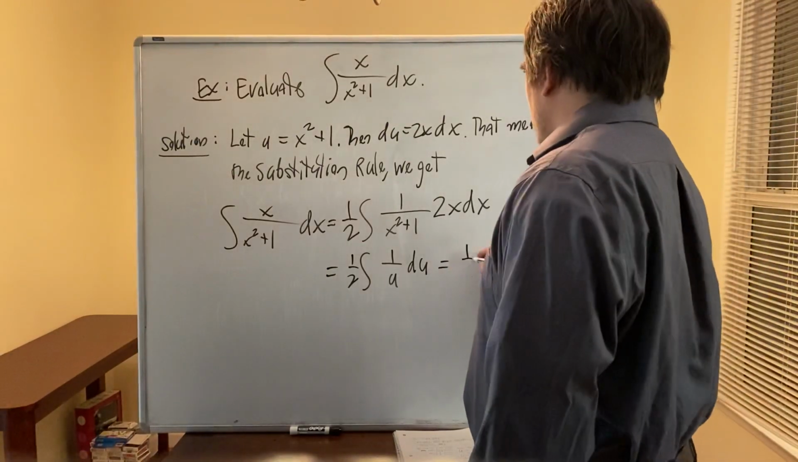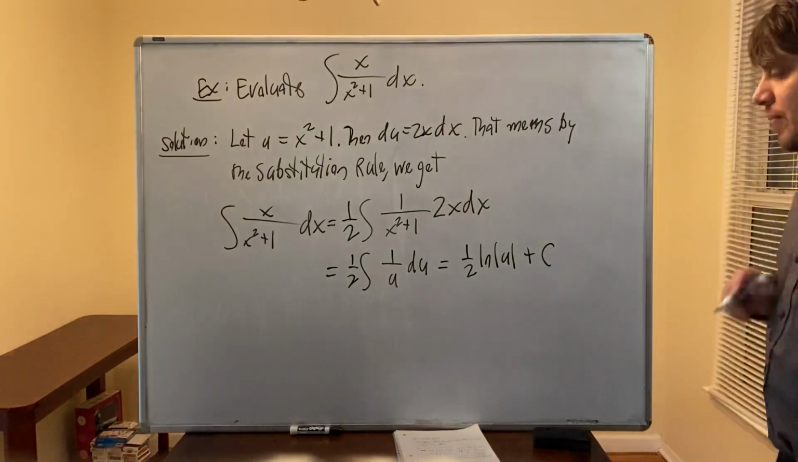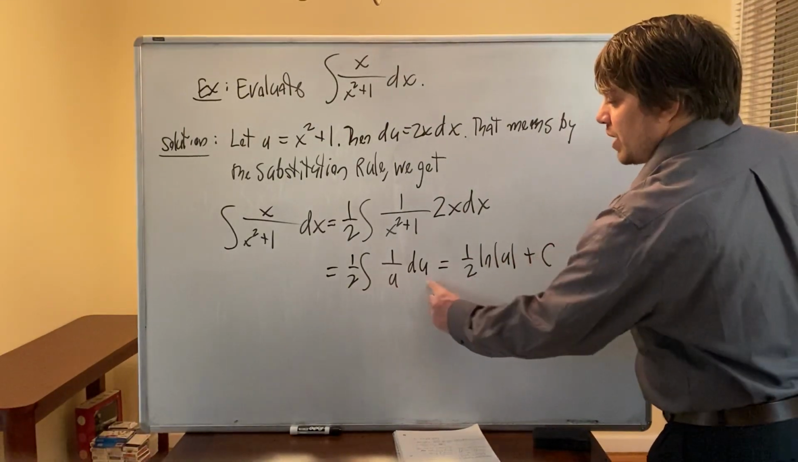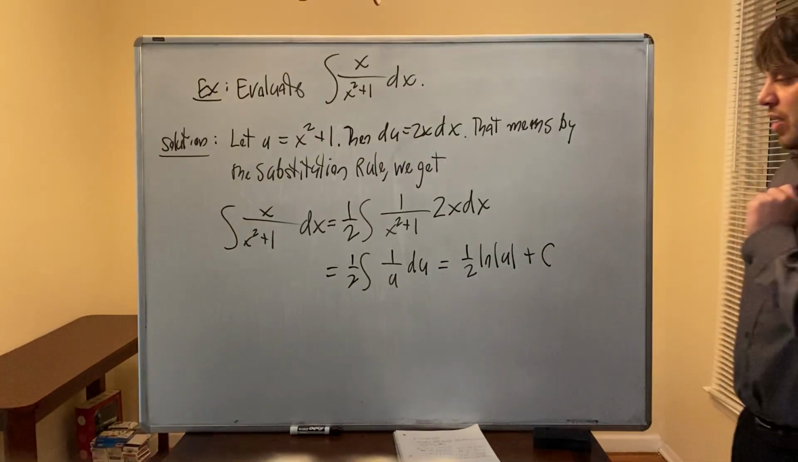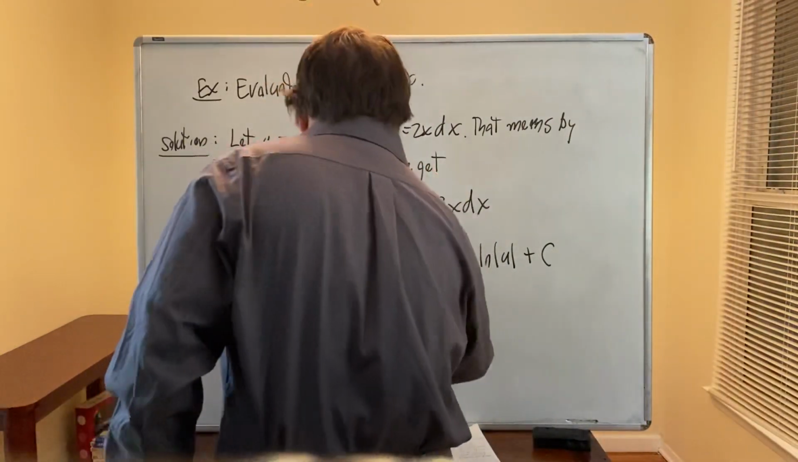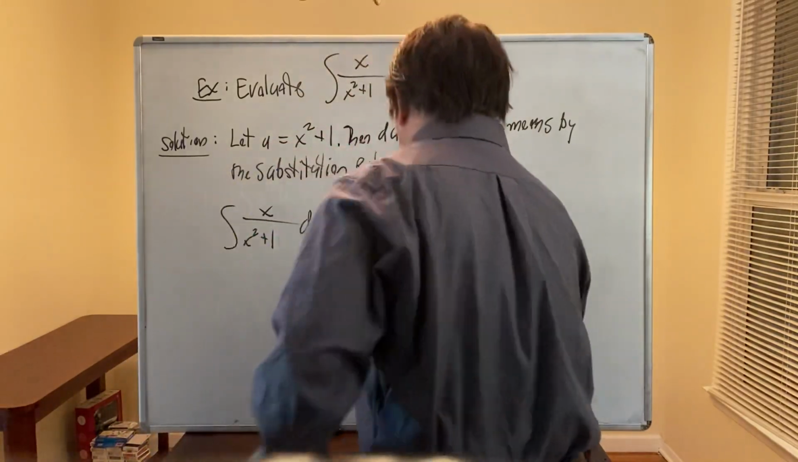And that's equal to 1/2 ln of the absolute value of u plus a constant c. You can get ln of the absolute value of u plus a constant here. Then when you take the constant and multiply it by 1/2, you get another constant. So I'm just skipping the algebra step there. I'm writing a plus c at the end there. Okay? And you can do that. So that equals 1/2 ln of the absolute value of what u is, which is x squared plus 1.